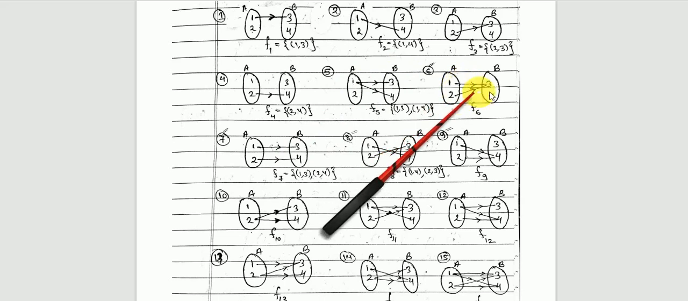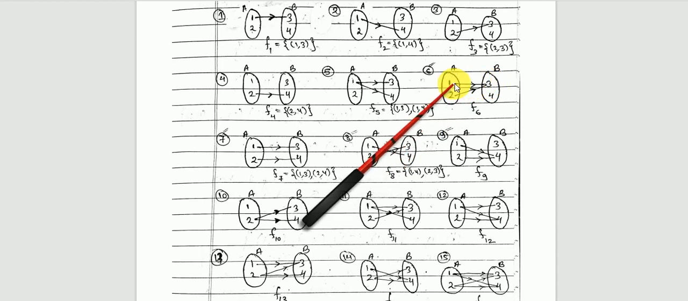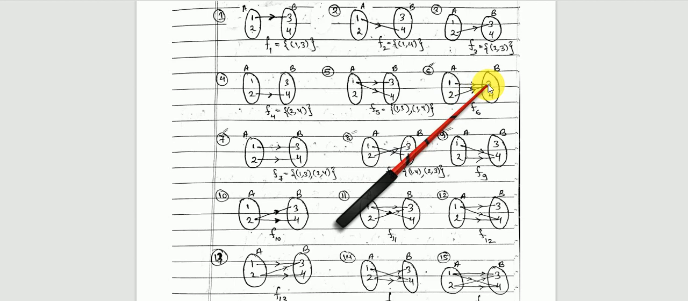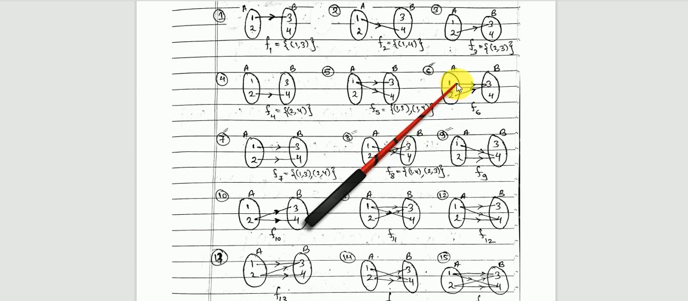Now check this. Here you can see that 1 is related to 3, and it is not related to any other element. So it has a unique image. Next, 2 is also related to only one element of B. So this element also has a unique image. So this is a function. This is a relation as well as a function, because here you can see that 1 is related to only 3.